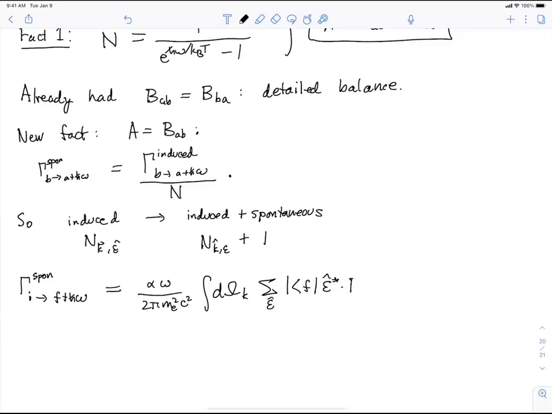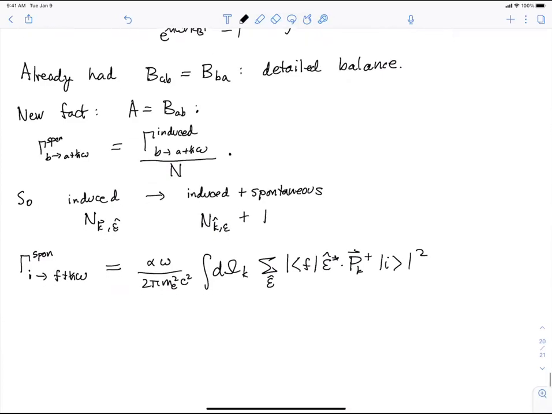Okay, so I have my matrix element that we haven't worried about computing yet. I have to square that. I have to sum over the polarization. I have to sum over the directions. Okay, but that's the formula that comes from Einstein's method.